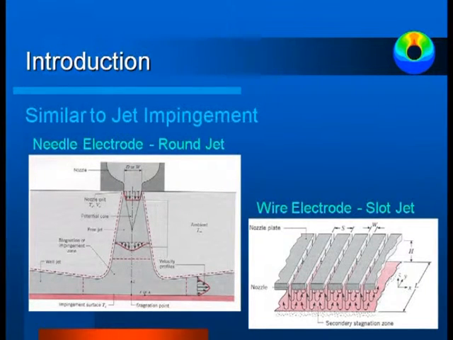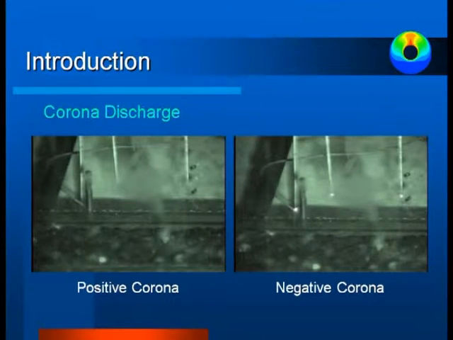Okay, so that's the difference. With a needle electrode, you can see it's a three-dimensional round jet. And if we create this using a wire, it creates this slot jet. So here I want to let you see what this corona looks like.